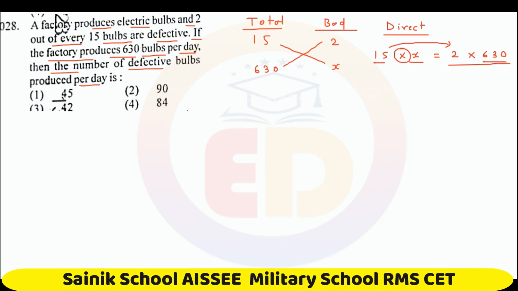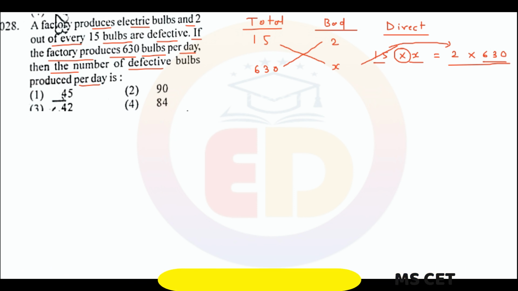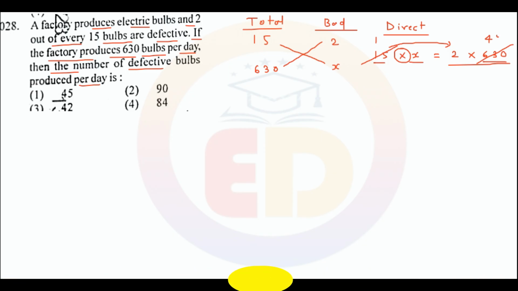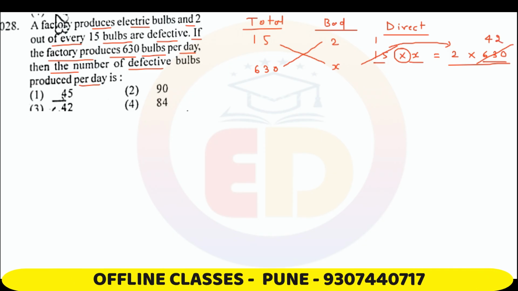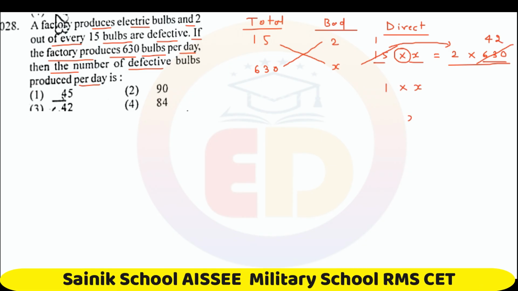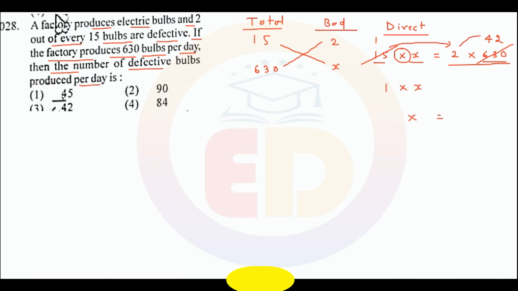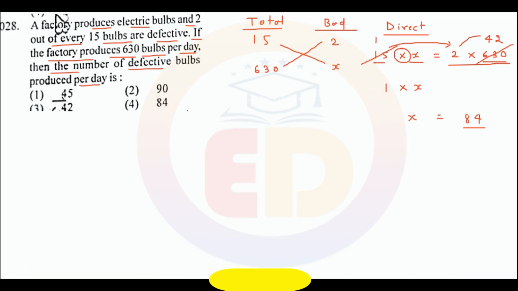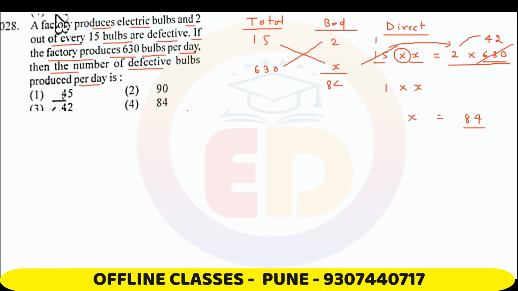So I divide 15 and 630, which is 15 ones are 15, 15 4s are 60, carry 3, 15 2s are 30. On the left hand side, 1 into x will give me x, and on the right hand side 2 into 42 will give me 84. So when the factory will produce 630 bulbs, 84 will be defective.